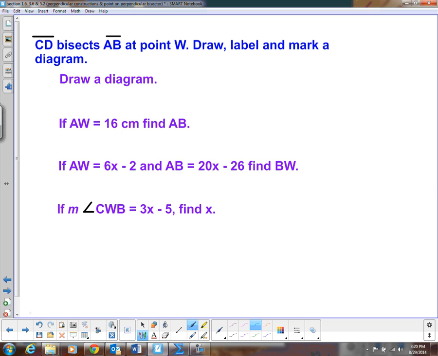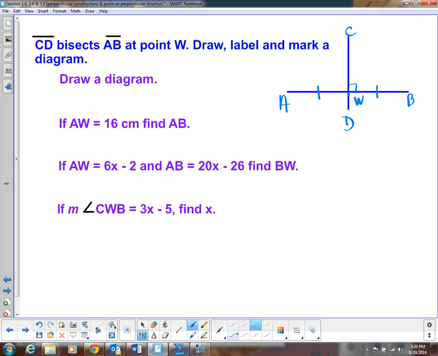All right. Now we're going to draw a diagram. It says segment CD bisects AB at point W. So CD is doing the cutting. AB is the one being cut. There's the draw. This is CD, it's doing the cutting. This is AB, it's being cut. This is W. Now my label's done. There's my mark for perpendicular. There is my mark for the bisect piece.